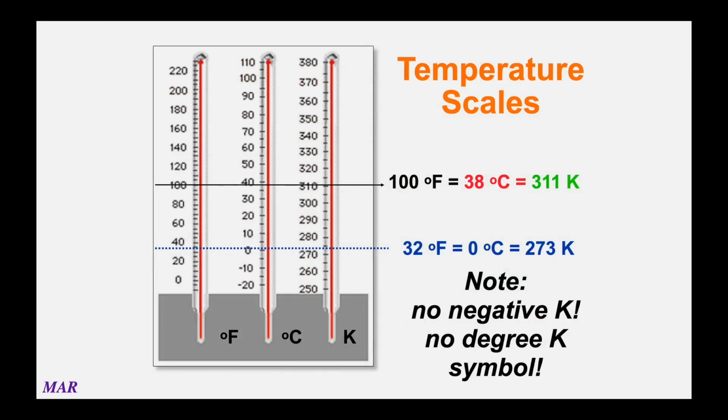So here's just examples: 100 Fahrenheit, 38 degrees Celsius, 311 Kelvin. Water, 32 Fahrenheit would be 0 Celsius, 273 Kelvin. A couple things about Kelvin. If you haven't seen this before, Kelvin for our uses in chemistry will never be a negative number or even 0. All right, Kelvin is always a positive number.